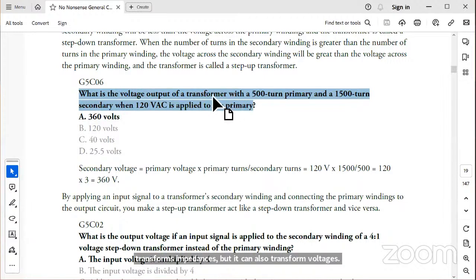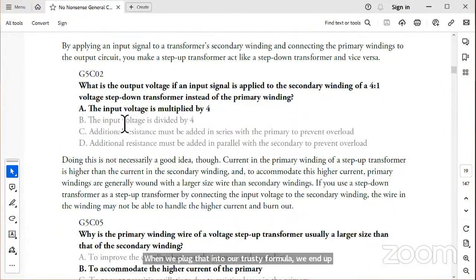We showed that the ratio of the voltages is in relation to the ratio of the number of turns of the primary to the secondary. And using that trusty formula, the secondary voltage equals the primary voltage multiplied by the turns ratio, and the turns ratio was the primary number of turns over the secondary number of turns. They gave us all of that information: the number of primary turns, secondary turns, and the input voltage. When we plug that into that trusty formula, we end up with 360 volts. We worked that out this evening, just a short while ago.